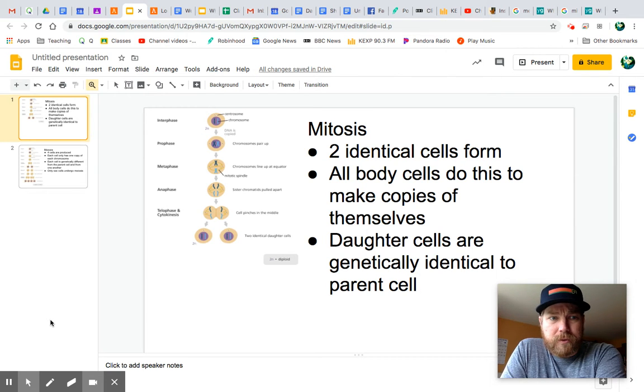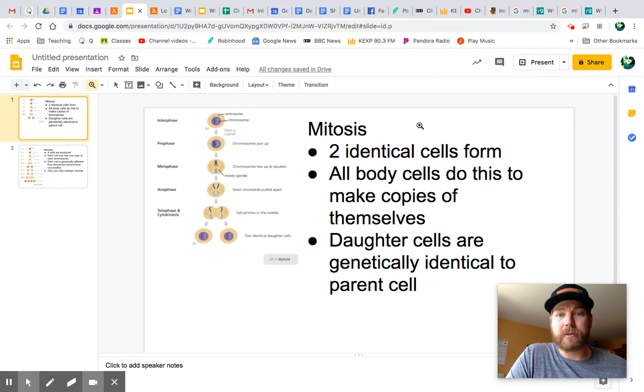Mitosis versus meiosis, or meiosis, people pronounce it differently. So with mitosis, these are the main points right here. You get two identical cells. You go from one cell to two cells, and those two cells are exactly the same as the parent cell.